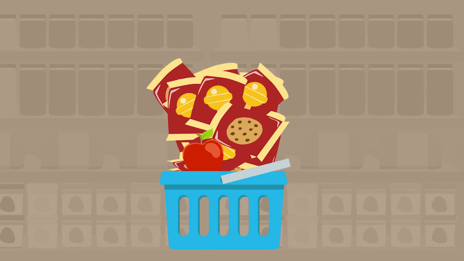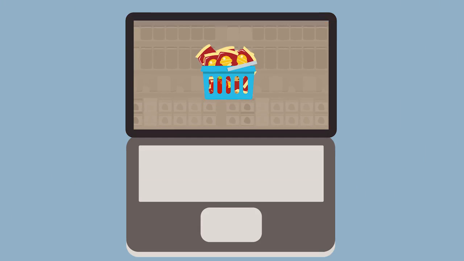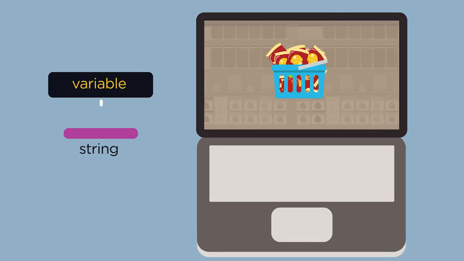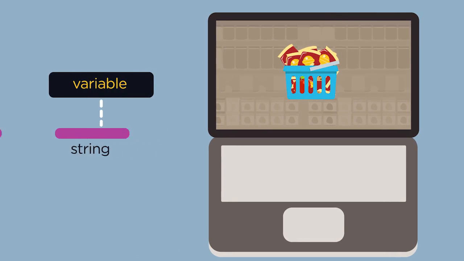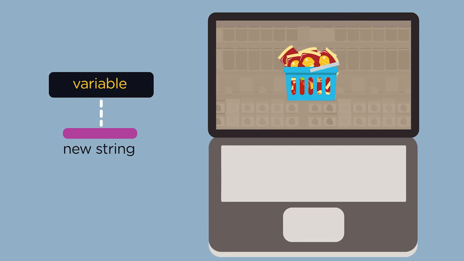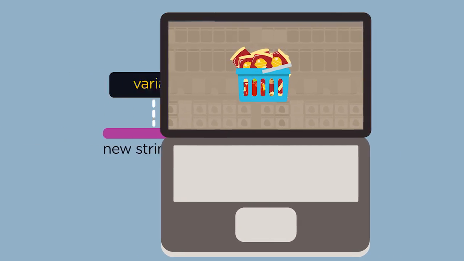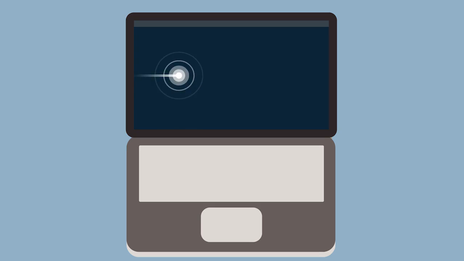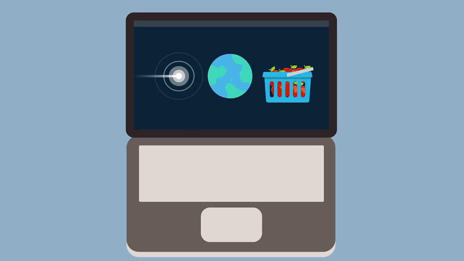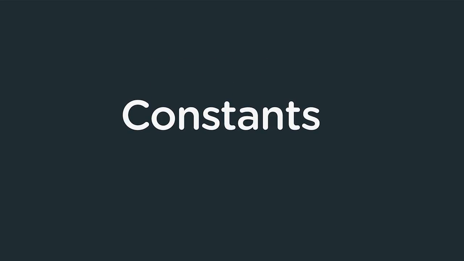Like we discussed earlier, computers aren't that smart. If you assign a different string to the same variable, it's not smart enough to know that the string changed. What if we wanted to store values that we don't want to change? Things like the speed of light, or the acceleration of the Earth's gravity, or a shopping basket of apples. We can do this with constants in Swift.